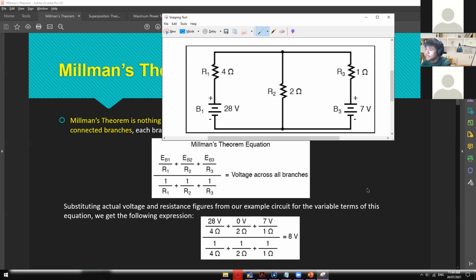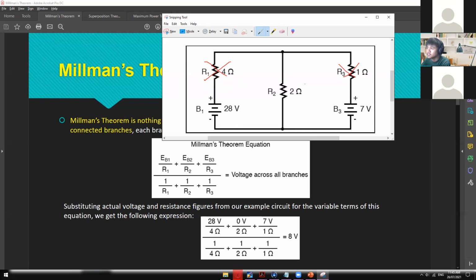So, sobrang dali lang neto. Since open notes, I think wala kayong magiging problema, as long as you were able to simplify this circuit, something like this. Okay. So again, I will repeat. This is already the standard form when it comes to forming a Millman's theorem. So let's say walang R1 and then walang R3, you cannot apply this one. So dapat meron at least dalawa.